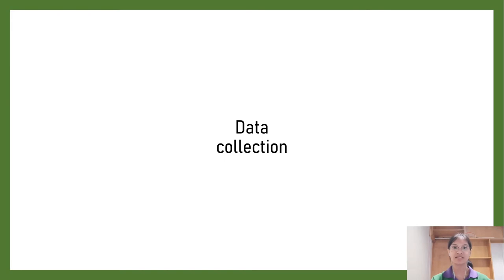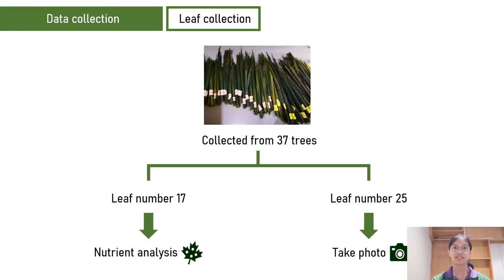For the first part, data collection, we collected leaves from 37 trees. Each tree will use leaf number 17 for nutrient analysis and leaf number 25 to take photos.